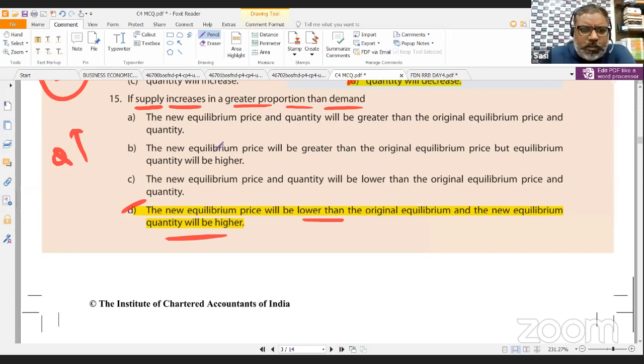For that, you can draw a graph also. You can just think about it logically also. When the increase in supply is more than the increase in demand, the price should decrease. So quantity increases for sure, and price will decrease in this particular scenario. So that is contained in option D. So option D is the correct answer for question number 15.